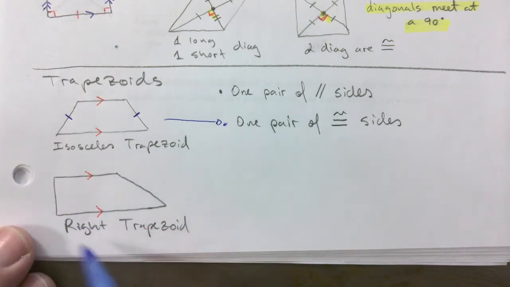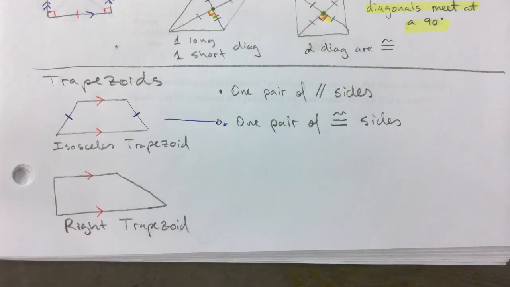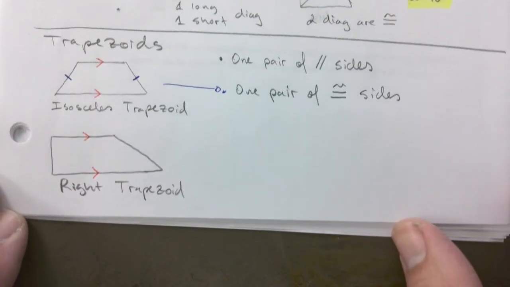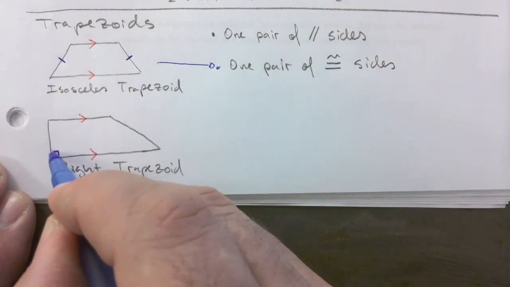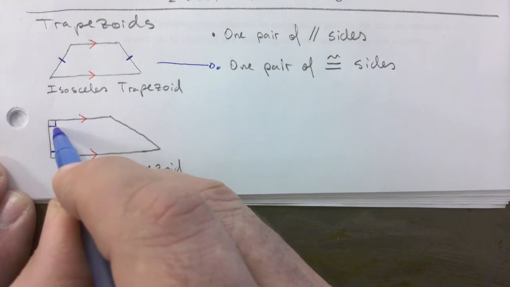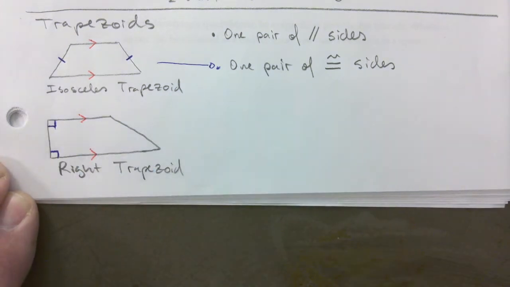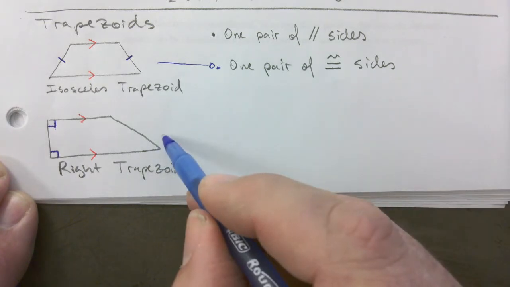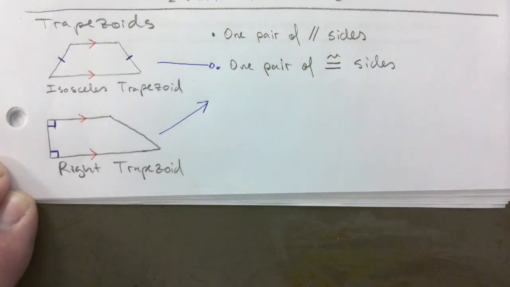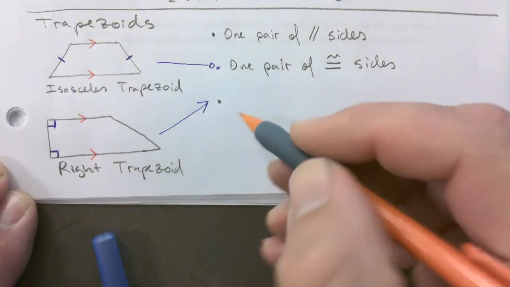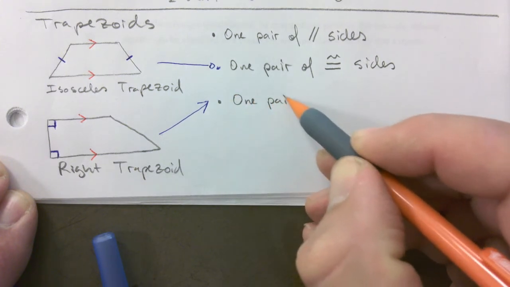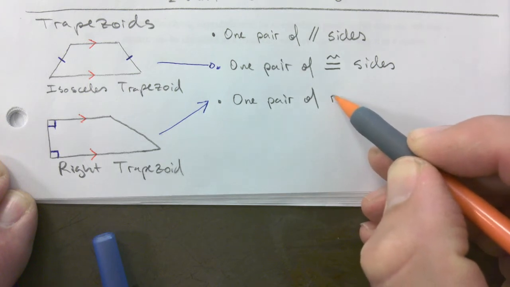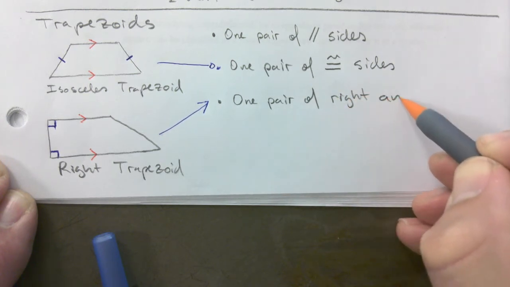And the right trapezoid, there are no sides that are the same, by the way. Let me just bring that all the way up so you can see it. But this one has a 90 here and a 90 there. Okay. So for this one, we're going to arrow up here and just say one pair of right angles.